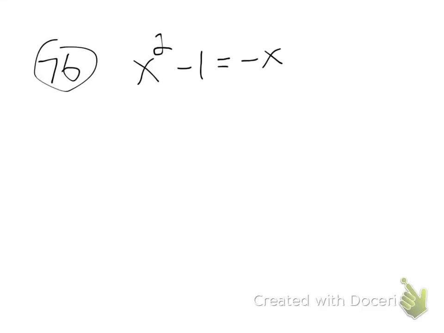All right, we look at this problem, number 76. The directions did tell us how to solve it, but I'm going to pretend like it didn't. It just told me to solve this equation. So I look at this equation, and I have an x squared minus 1 equals negative x.